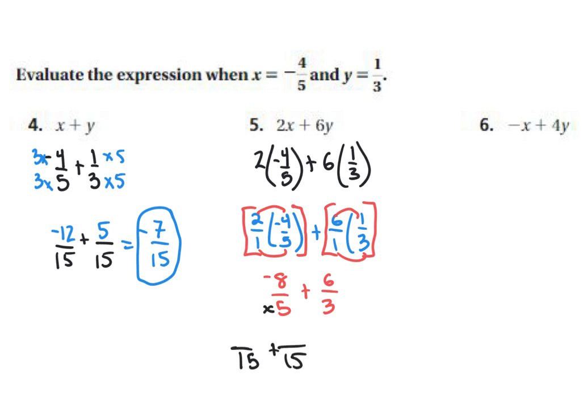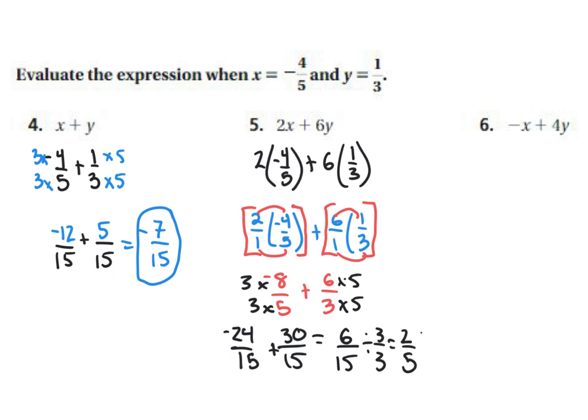On the left side, we did 5 times 3, so we'll do 3 times negative 8, that's negative 24. On the right side, we multiply by 5. So 6 times 5 is 30. And negative 24 plus 30, that's going to be 6/15. And then we'll just divide by 3 over 3 to simplify, and we'll get 2/5.